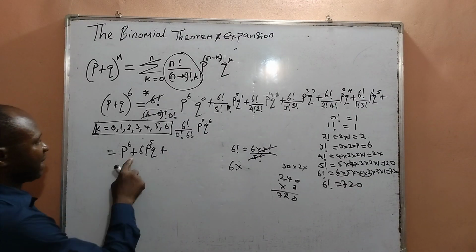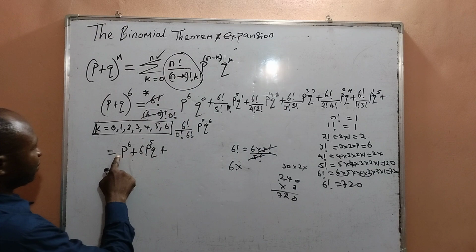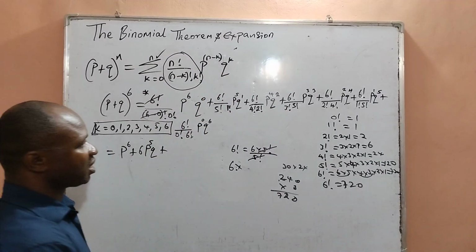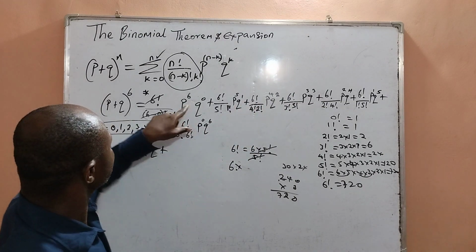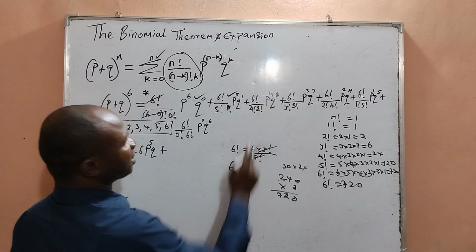Next I have, remember the addition is because of this summation, while this takes care of the coefficients and this pq takes care of the powers. Alright. Next, I have taken care of this. I have done this. I have done this. Then I come to this.